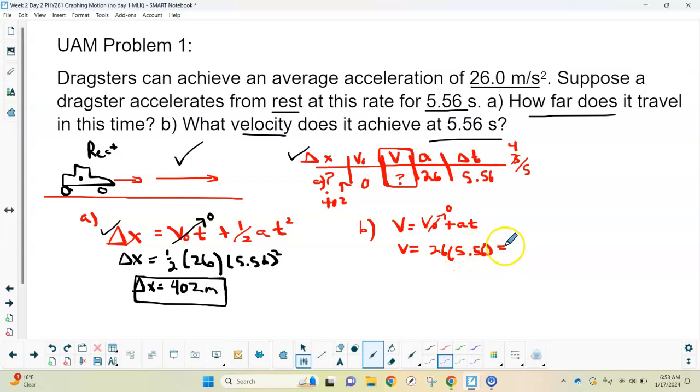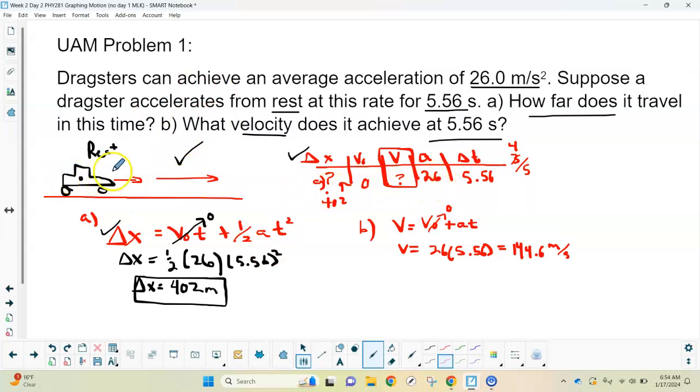So if you happen to multiply those out, you would get 144.6, and it's meters per second. Just be careful reading the question and make sure you understand conceptually what's going on. That's where the picture helps. Some of the problems are more complicated than this one, so you want to make sure that you're putting values in correctly.